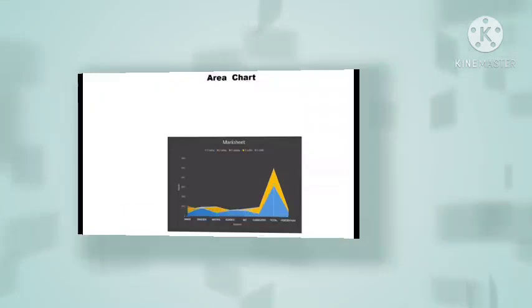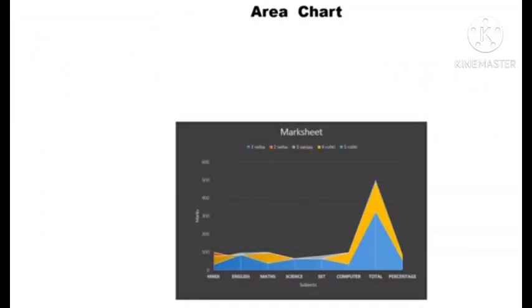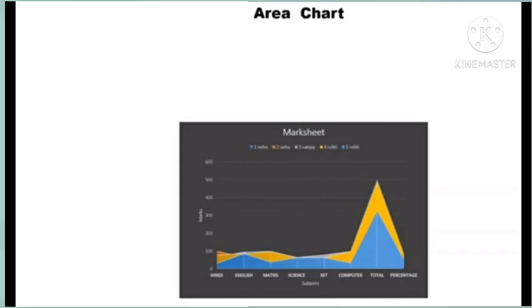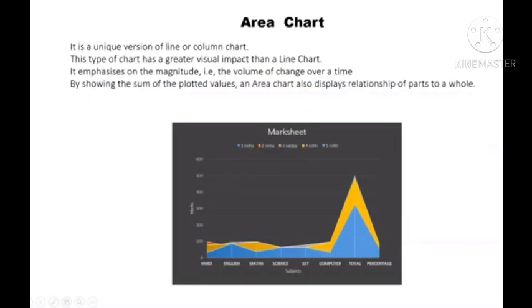Now the next type of chart we are going to learn is the area chart. Now you can see here the area chart in the picture, children. We have the subjects on the x-axis and the marks on the y-axis. It is a unique version of a line or column chart. This type of chart has a greater visual impact than a line chart. It emphasizes on the magnitude, that is the volume of the change over a time. By showing the sum of the plotted values, an area chart also displays relationship of parts to a whole.